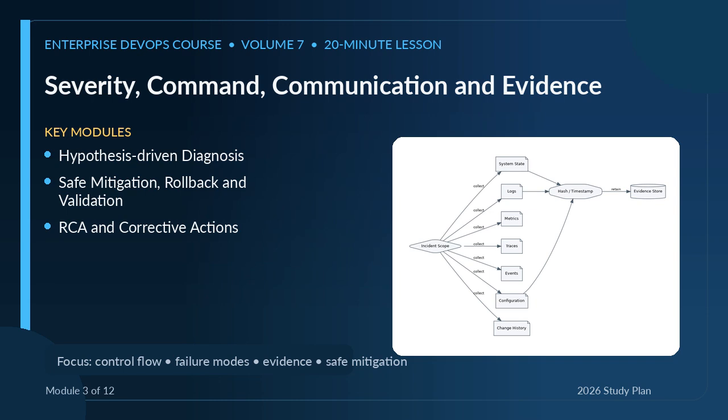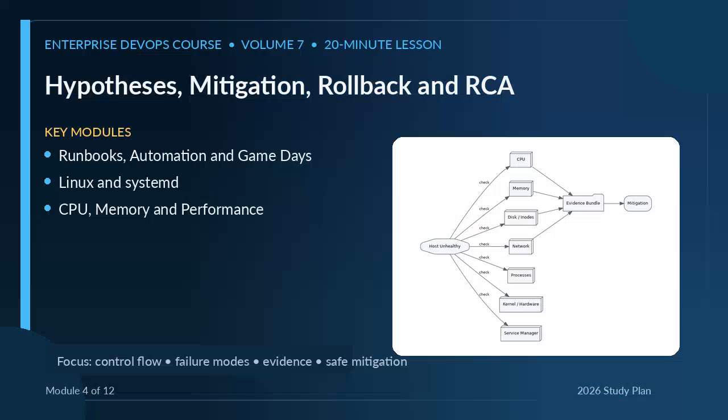In an interview, explain the design choice, the most likely failure mode, the evidence you would collect, and the safest mitigation before making a permanent correction. Hypotheses, validation, rollback. And the module on runbooks, automation, and game days establishes the following ideas.